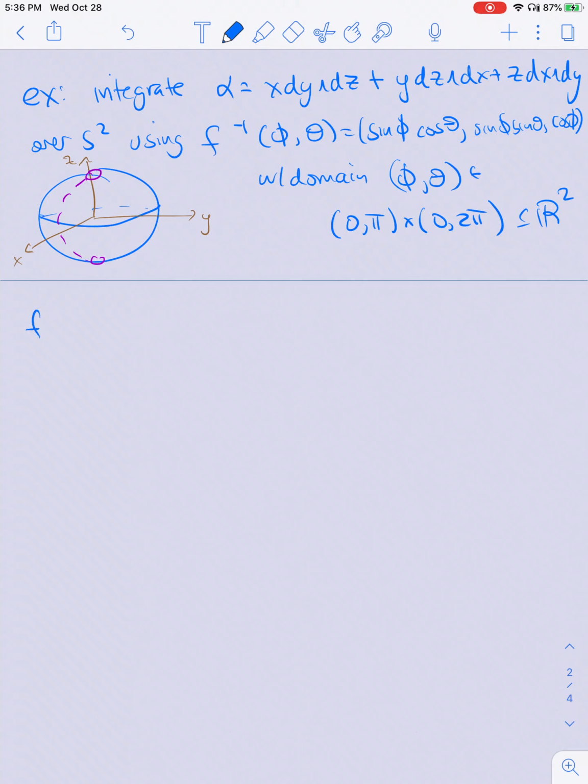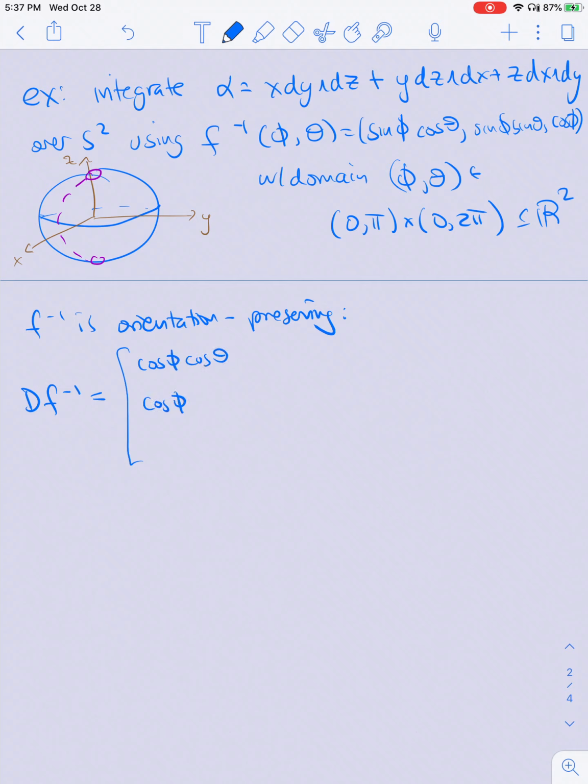Okay, so F inverse is orientation preserving. So let's check this. So first I'm going to compute dF inverse. So that's cosine phi cosine theta, cosine phi sine theta, and negative sine phi. Then negative sine phi sine theta, sine phi cosine theta, and then 0. And how am I going to use this to show that F inverse is orientation preserving?